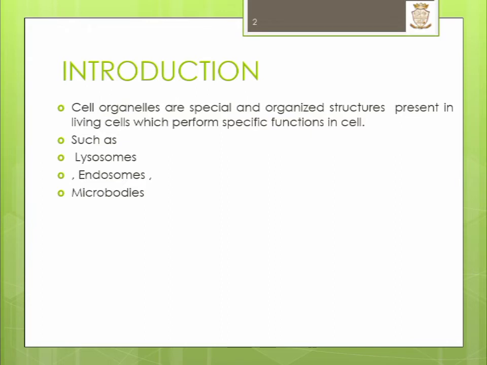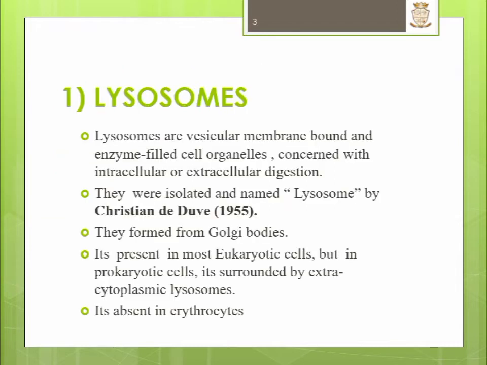So you all know in our living cell have different kinds of cell organelles. Each cell organelle has its own specific functions. Cell organelles such as lysosomes, endosomes and microbodies have their own functions and their own structure. So let us discuss first of all lysosomes.